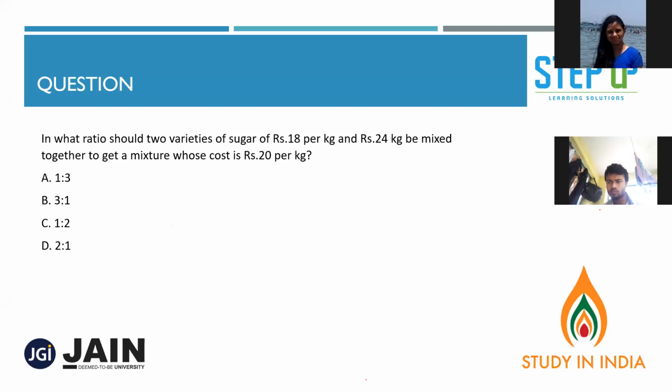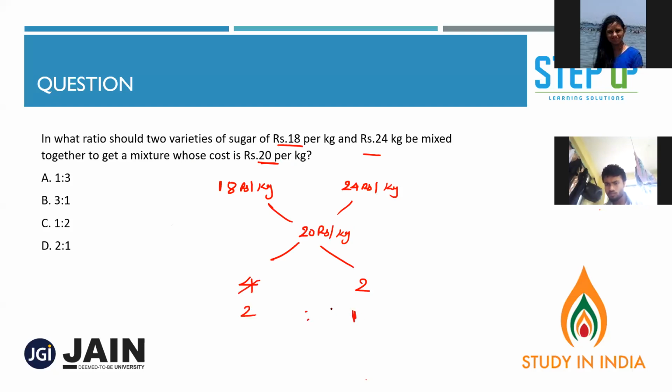Two is to one, right. In what ratio should two varieties of sugar, one at 18 rupees per kg and another at 24 rupees per kg, be mixed to get a mixture of 20 rupees per kg? So 24 minus 20 is 4, and 20 minus 18 is 2. So this is 2 is to 1. Yes, D is the answer.